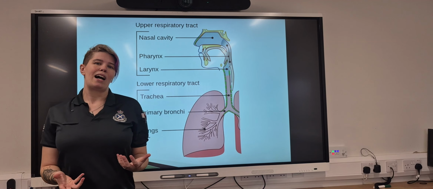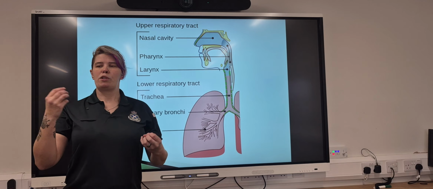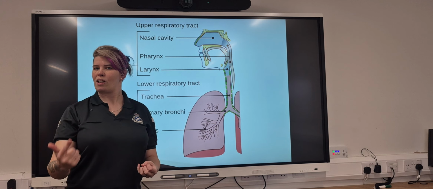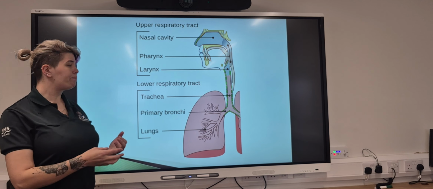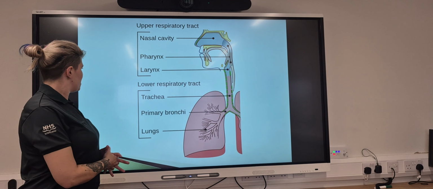The end result of that is the body becomes very, very acidic very quickly. You become cyanosed, cells start to die off. So yeah, it becomes our top priority then to maintain.